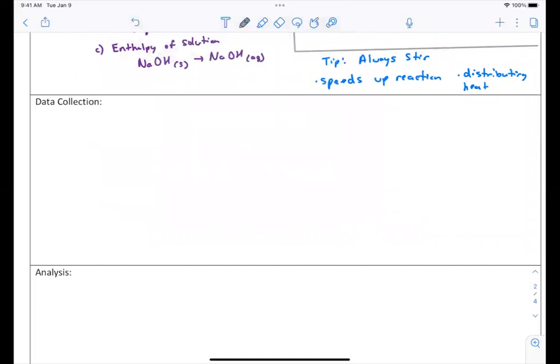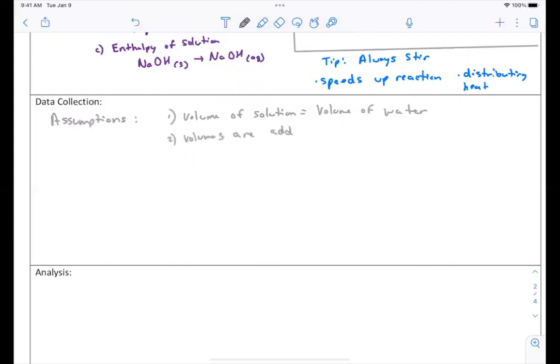Data. Assumptions. There are certain things that we assume that allow us to conduct this experiment. One, the volume of solution is equal to the volume of the water. We're assuming any chemicals in the water have a negligible effect on the volume of the water. Two, volumes are additive. We make that assumption.